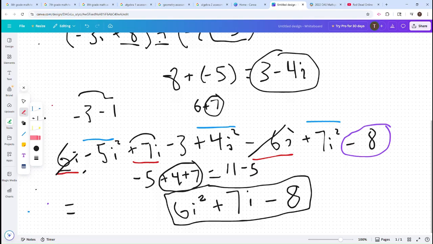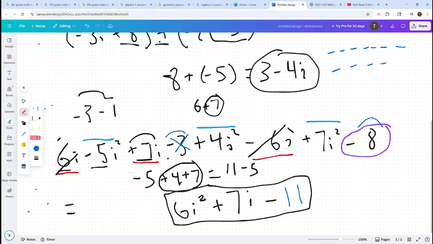This 6, this negative 5, this 7, this, well, nope. Hey, wait a minute. That's a term. You almost got by me. We have negative 3 minus 8. So here's negative 3, and here's negative 8. That is a total of 11 negatives. I don't see that there. And this negative 3 is not a coefficient because it doesn't have a variable in front of it.